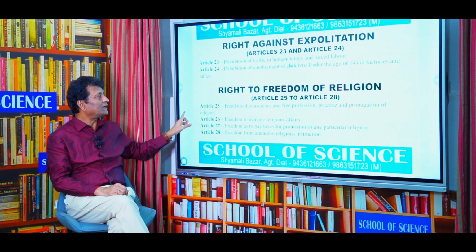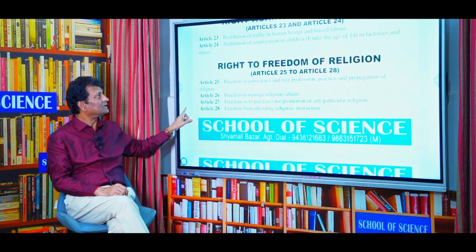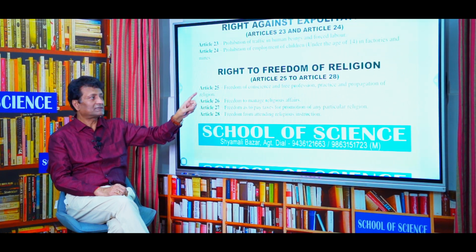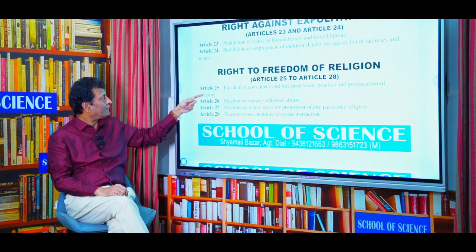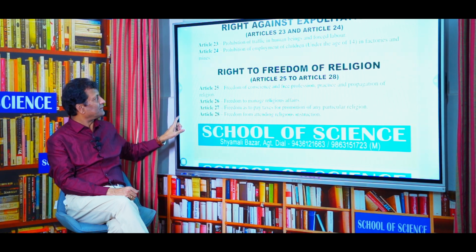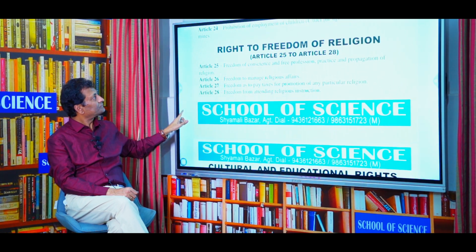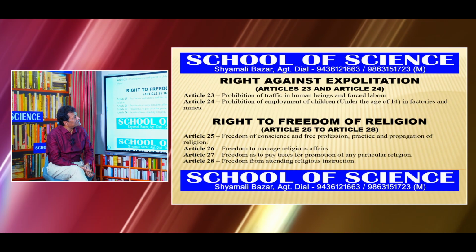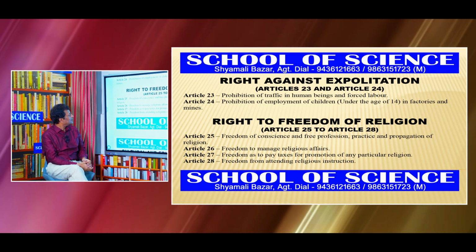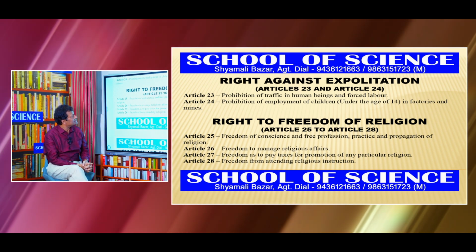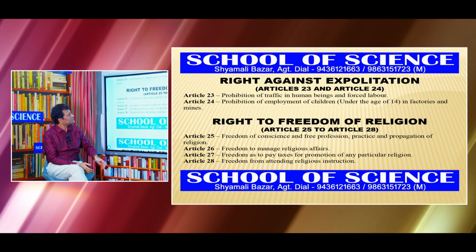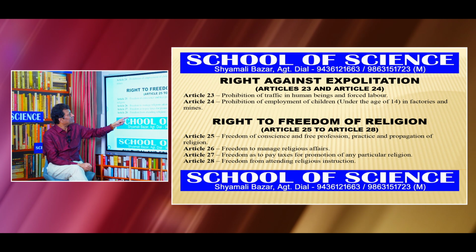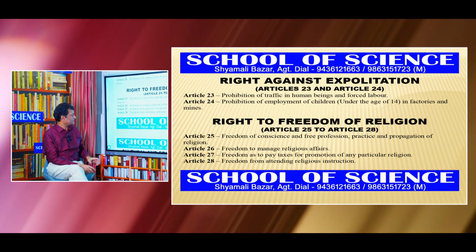Then right to freedom of religion. Right to freedom of religion comes under what? Article 25 to Article 28. So there are 4 articles related to freedom of religion. What are these? Look here. Article 25, freedom of conscience and free profession, practice and propagation of religion. Article 26, freedom to manage religious affairs. Article 27, freedom as to payment of taxes for promotion of any particular religion. Article 28, freedom from attending religious instruction.